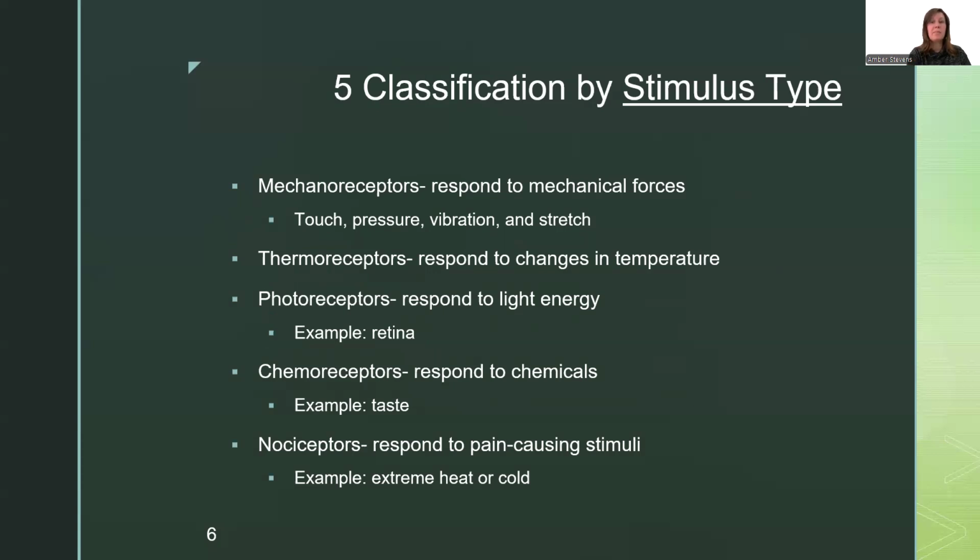The mechanoreceptors sense touch, pressure, and stretch. Thermoreceptors detect temperature changes. Photoreceptors respond to light. Chemoreceptors detect chemicals, so that would include taste and smell. And the nociceptors sense pain, such as extreme heat or cold.